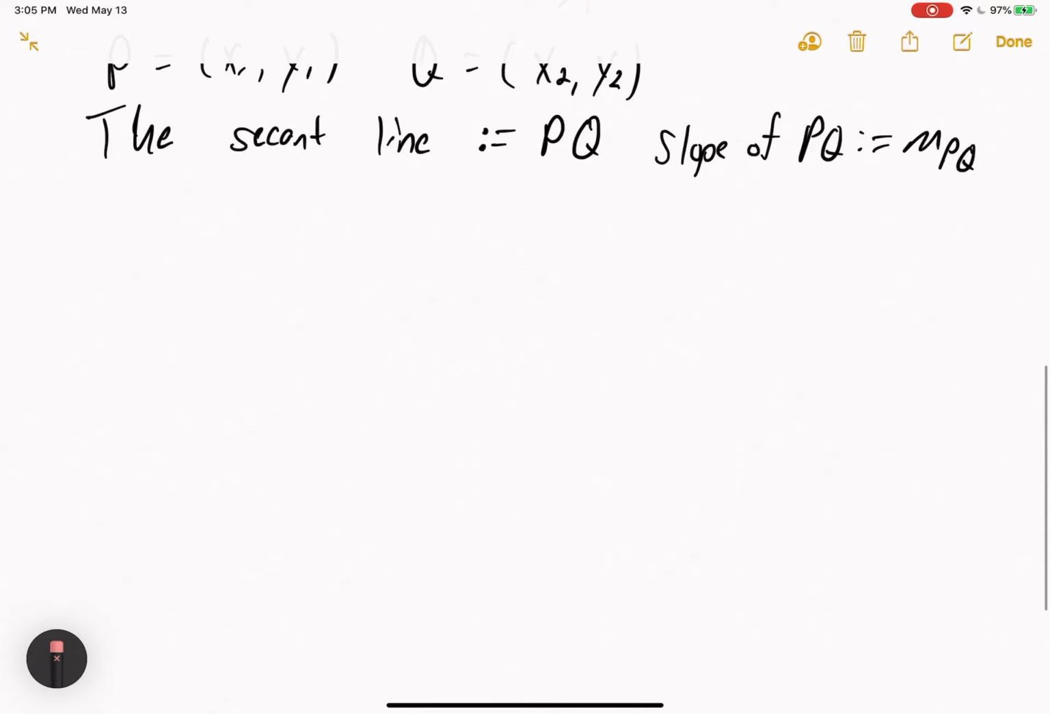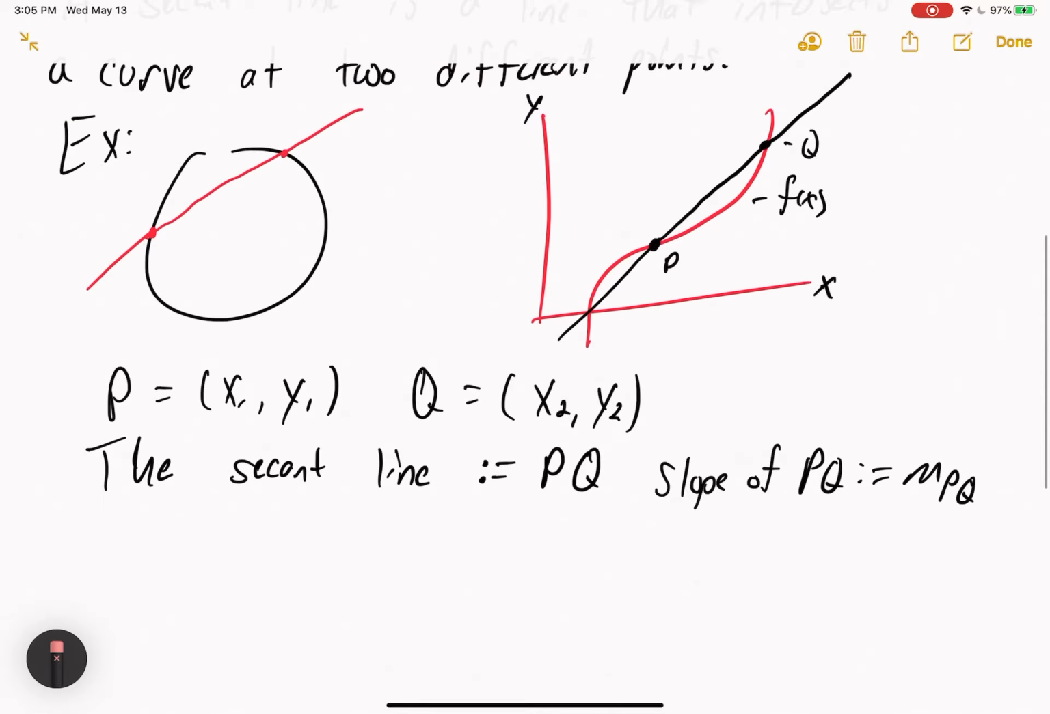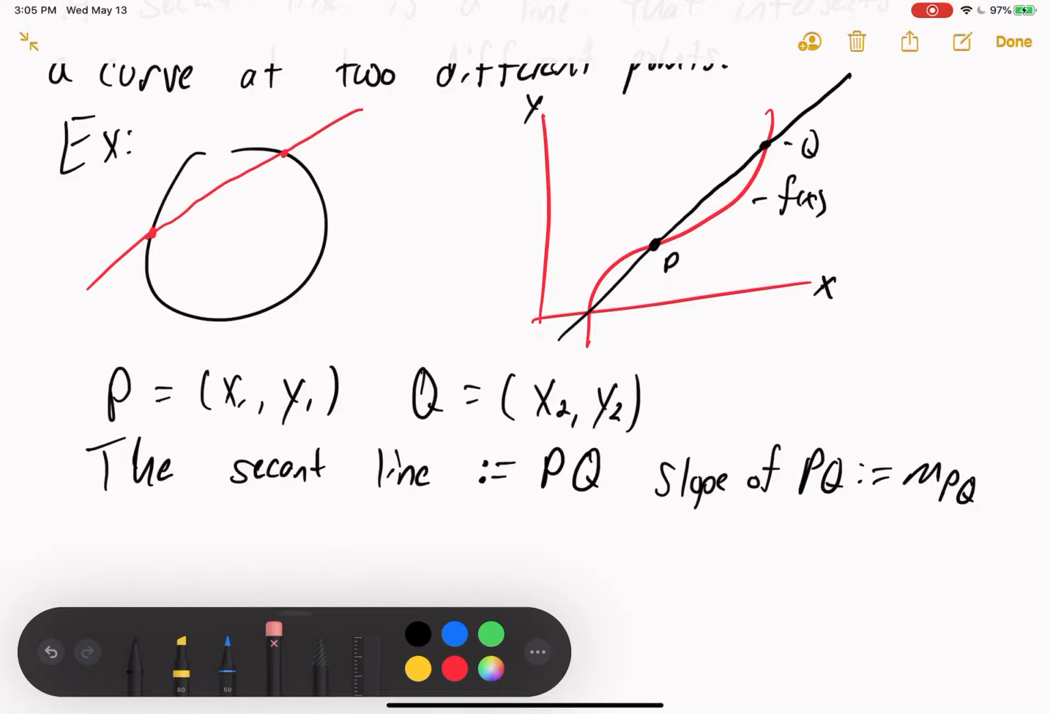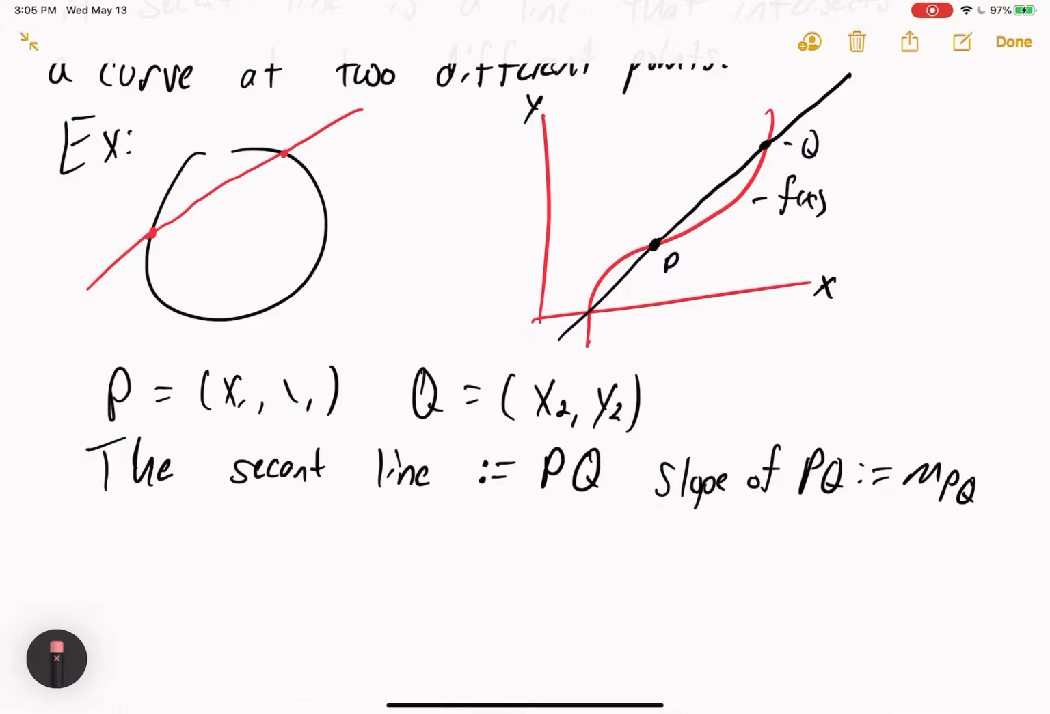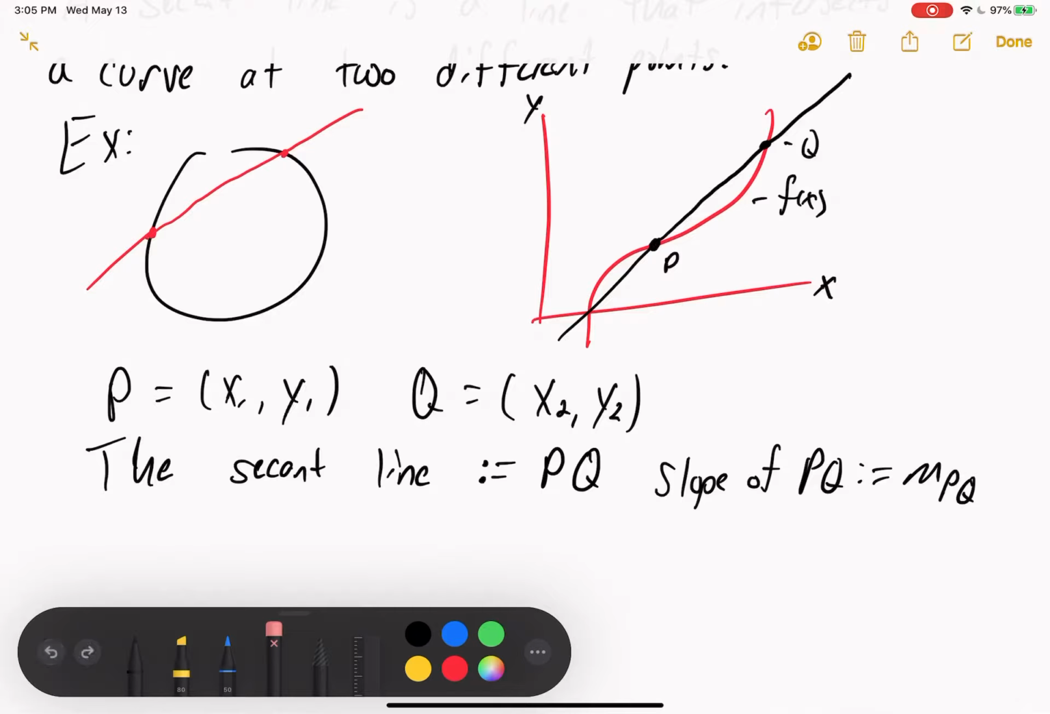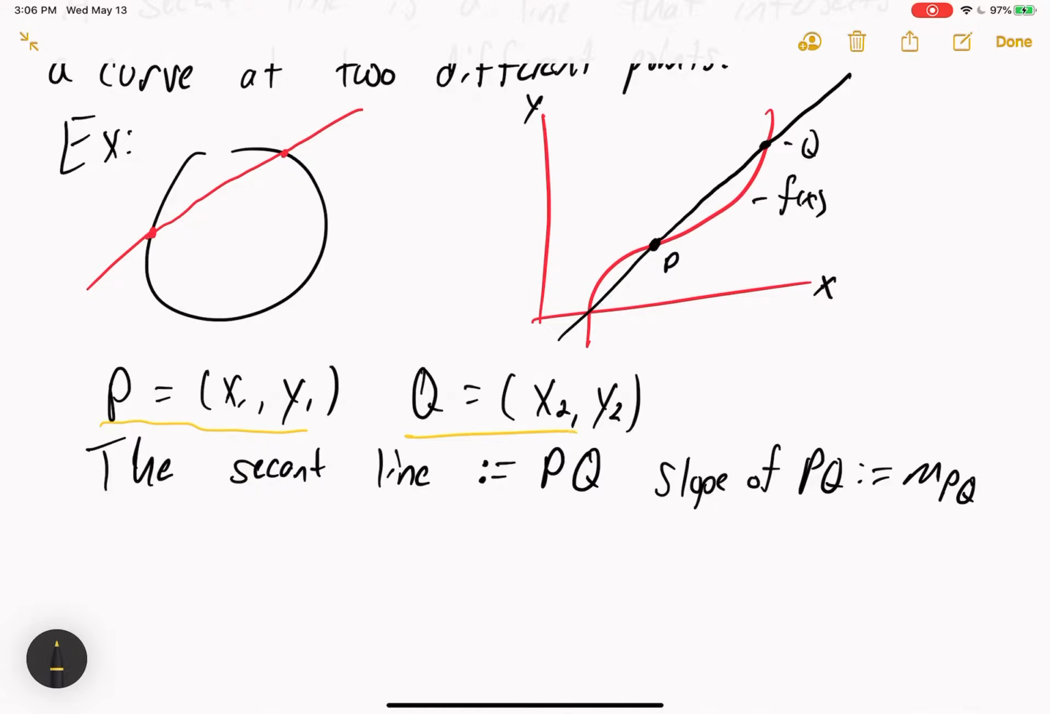Whatever. So here are 2 points. The secant line is 2 points. All right, okay. So the secant line actually has 2 points. We have P and Q, and we actually have a slope as well. And because of that, we can actually find the secant line. We can use point slope form for that.